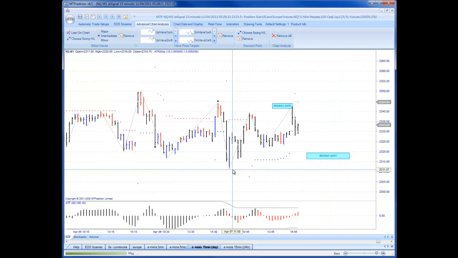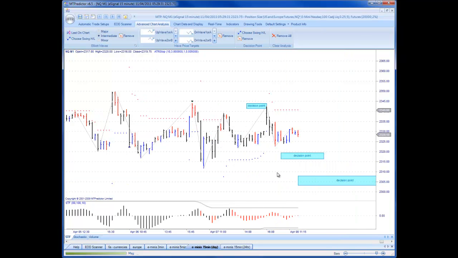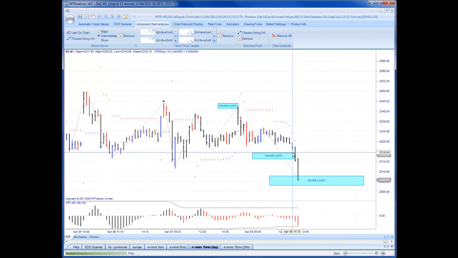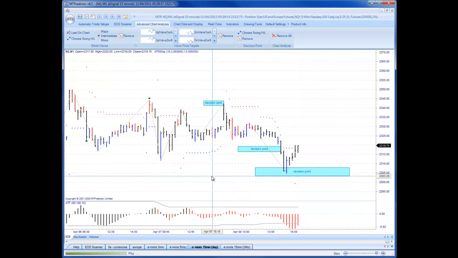Then the next level off this DP swing low down here at the 23.07 mark. Now if I just scroll forward, you can see that the market went straight through this level, went down to here, and look where the low of the day was, right in this lower decision point. So here you were, enabled to predict in advance, and that's the important thing. These levels were on the chart before the market got there.